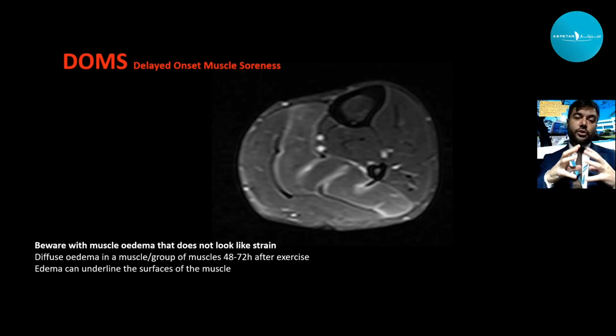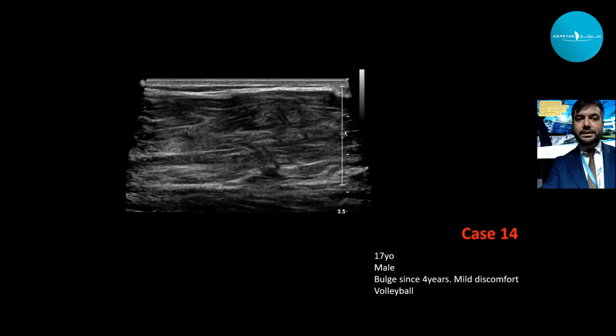It is diffuse edema in one muscle or one muscle group, normally underlying the surface of the muscle. It is just muscle edema that appears 48 to 72 hours after exercise. Delayed onset muscle soreness. Think about that. The last case of the muscle section is this one.